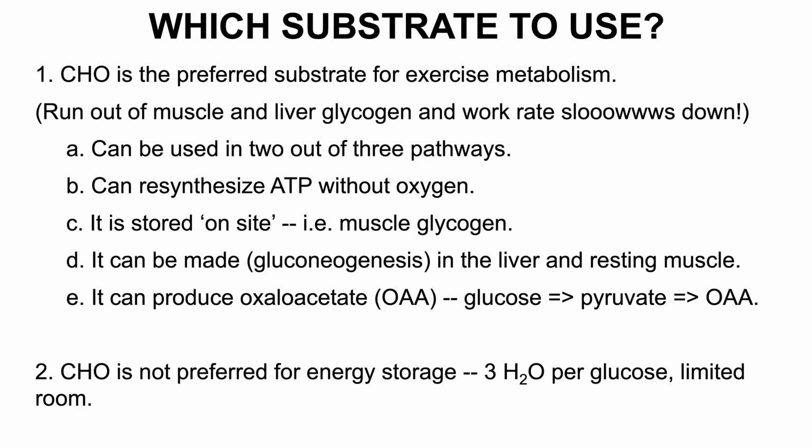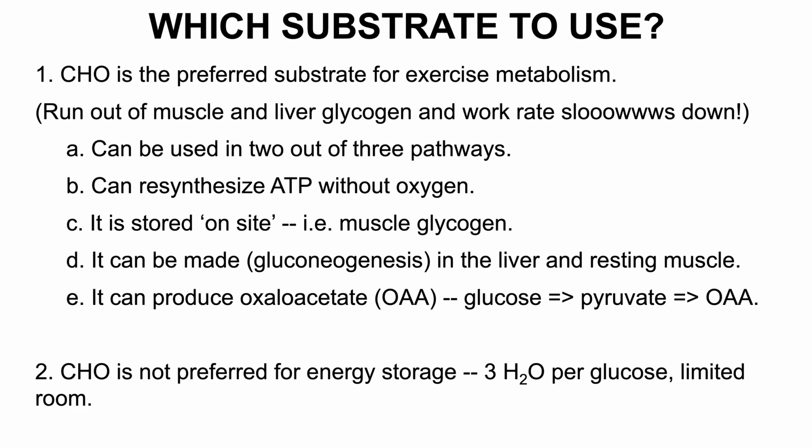It can be used in 2 out of 3 pathways, glycolysis and the oxidative system. It can resynthesize ATP without oxygen. It's stored on site, that is muscle glycogen. It can be made, so gluconeogenesis in the liver and resting muscle. And I've said this, please remember this, it can produce oxaloacetate. This keeps the Krebs cycle going. So especially if the acetyl groups are coming from fats, they match with oxaloacetate here, keeps the Krebs cycle going, and allows you to preserve glycogen and also preserves amino acids. So that's why carbohydrate is the preferred substrate for exercise metabolism.